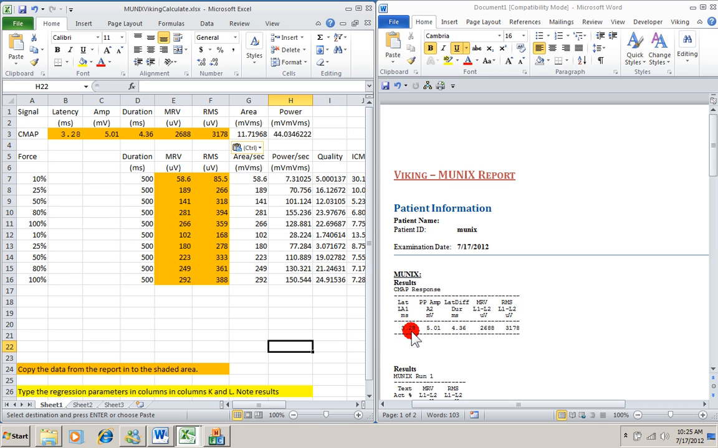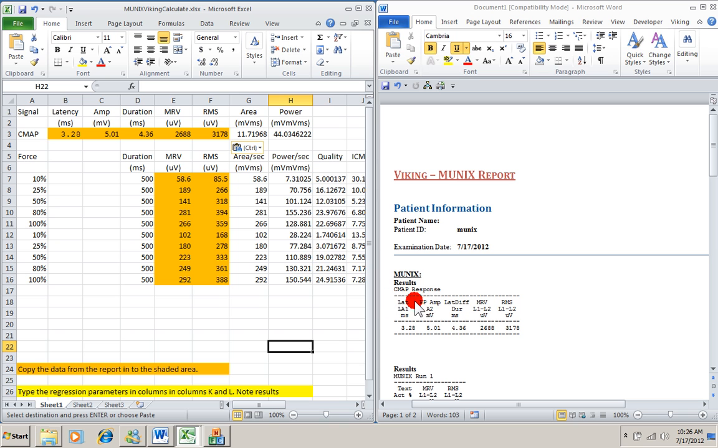We have the latency, amplitude, duration, mean rectified voltage and RMS voltage. These 5 data I have already written in the spreadsheet. What I would suggest is that you make this a write protected file so that you don't overwrite any of the formulae built into the spreadsheet. Just copy the numbers into the appropriate places.